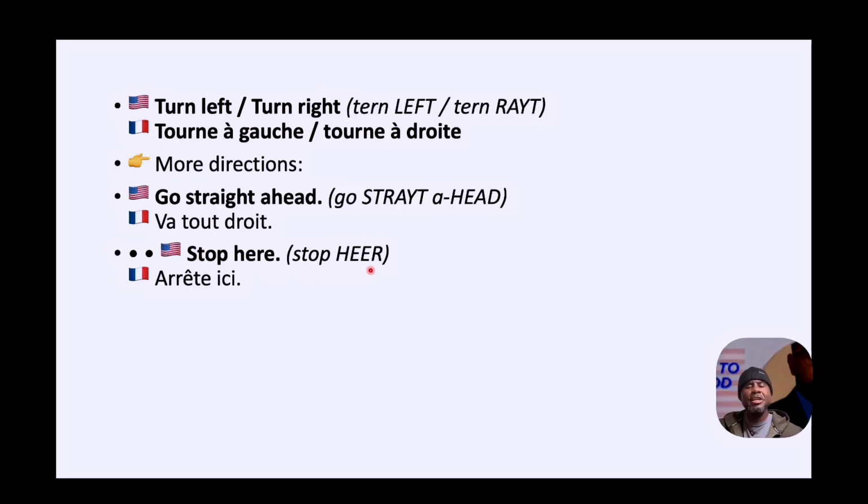Stop here. Arrête ici. On recommence. Turn left. Turn right. Tourne à gauche. Tourne à droite. Go straight ahead. Va tout droit. Stop here. Arrête ici.